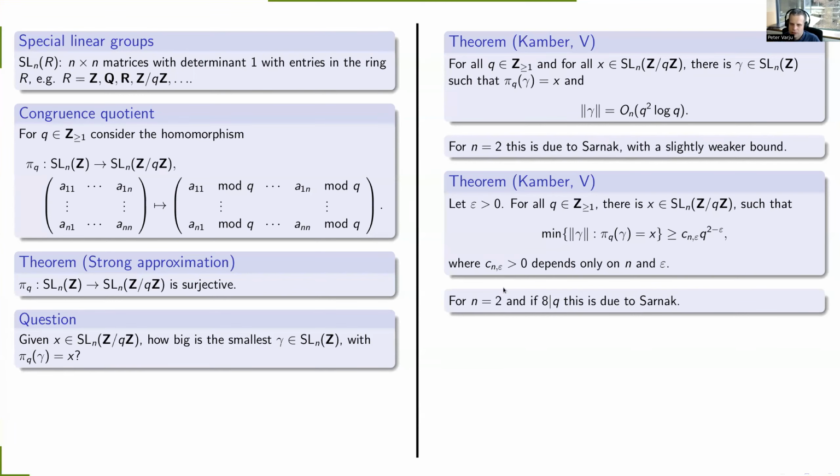Now, again, for n equals 2 and for some special choices of the modulus Q, this is due to Sarnak. He wrote this down for Q being a power of 2, but it is very easy to do the same, just assuming that 8 divides Q. And perhaps you might even relax this to all even moduli. But it seems like this approach will not work if Q is a prime.